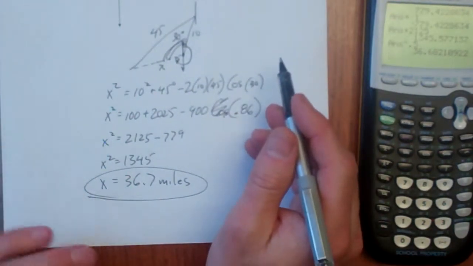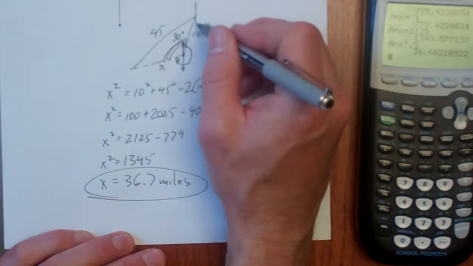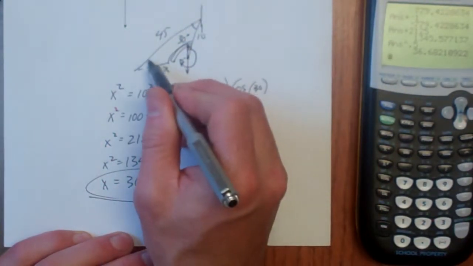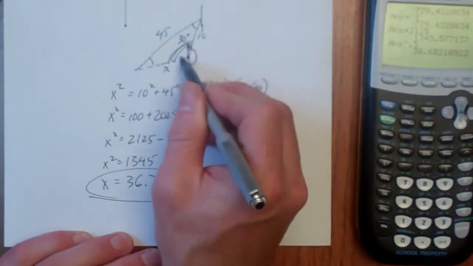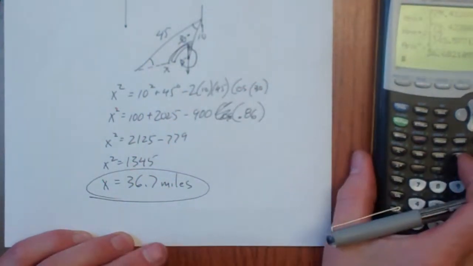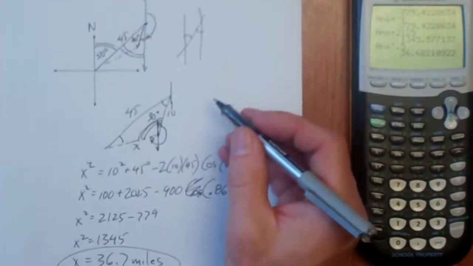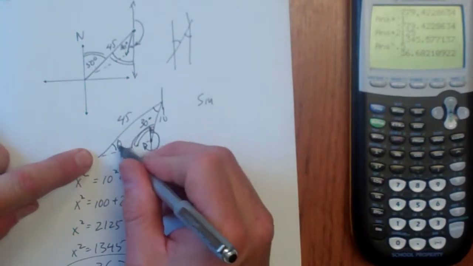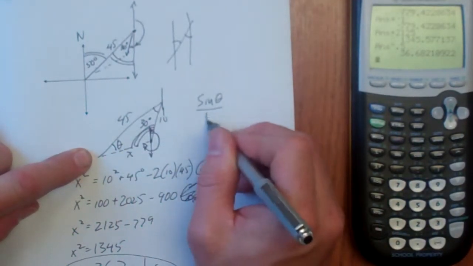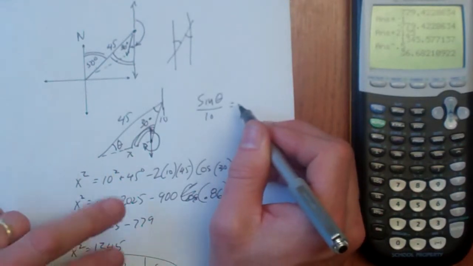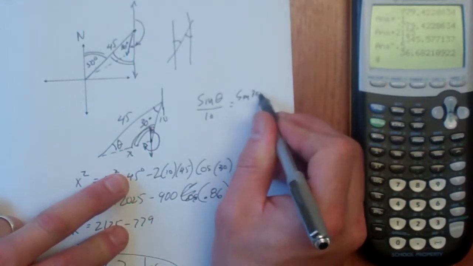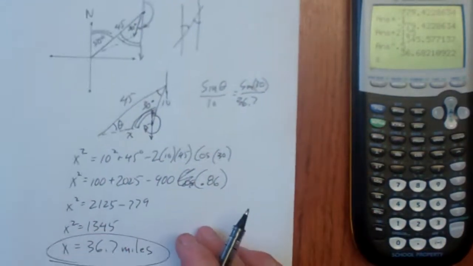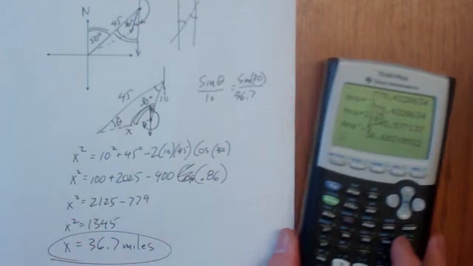So that angle, let's see, I know that that's 30 degrees up there. Let me solve for this angle first, because I don't like solving with law of sines for an angle that's more than 90 degrees. So if I set up a law of sines, so the sine of, call that theta, over 10 is equal to the sine of 30 over 36.7. I'll be able to solve for that missing angle.